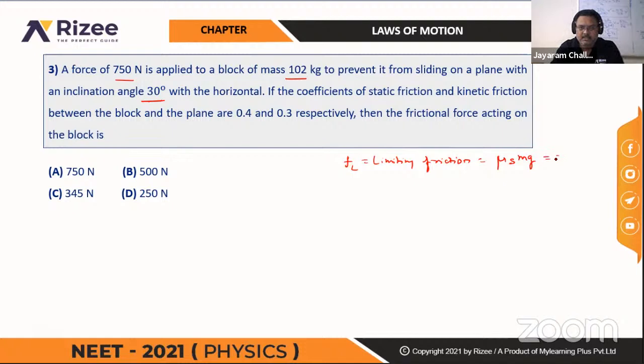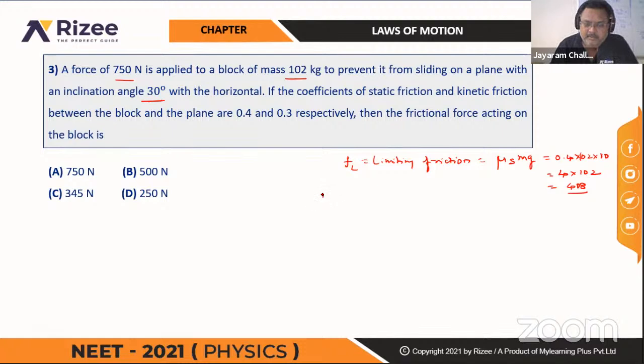Mu s value is 0.4, into mass 2 kg, into g value. Let me take it as 10. So that means it will be 4 into 2, so it can be equal to 8, and this is the maximum case for static friction. But the applied force is going to be definitely greater than this particular value. And what is the kinetic?